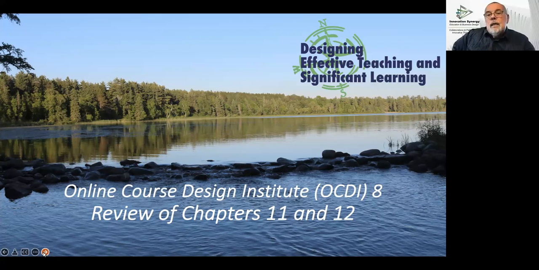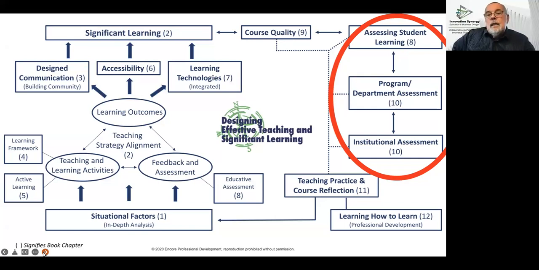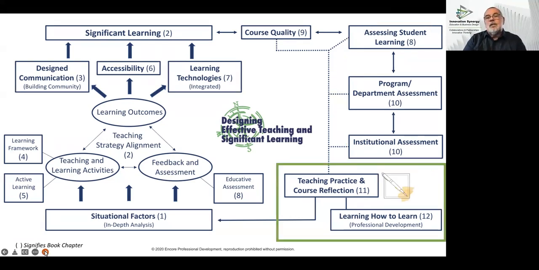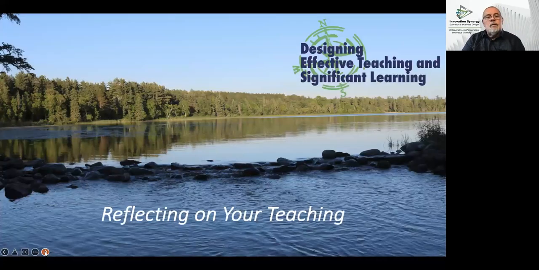We're going to be talking about the reflection portion of our book. Previously, if you're taking this course in order and you've taken the other pieces just before this, we talked a lot about the different parts of measuring course quality, assessing student learning, program department assessment, and institutional assessment. And so we are now moving on to the final part of the book, which is really talking about your teaching practice, reflection on your courses, and then as you identify needs, learning how to learn in professional development and assessing the kinds of things that you want to improve in your teaching and the way that you're going to be delivering significant learning for students. So let's talk about the reflecting on your teaching aspect of it.